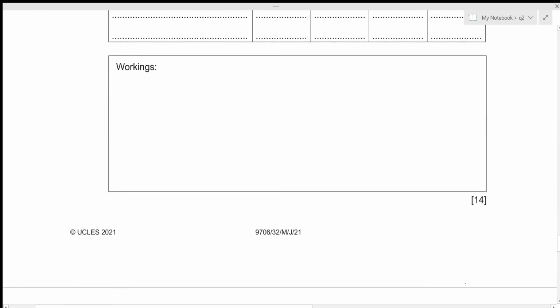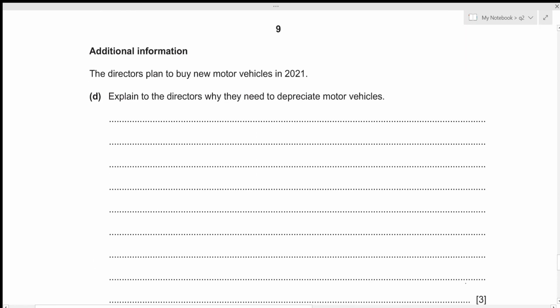Okay, we were given the working section, so instead of scribbling all over the question paper like I did, you guys should be showing all of your workings in this particular box. We are given additional information. The directors plan to buy new motor vehicles in 2021. We need to explain to the directors why they need to depreciate motor vehicles. So the very first one is because motor vehicles is a non-current asset, right? So this obviously needs to be depreciated, and depreciation is important to be recorded because it recognizes the loss of value of non-current asset over its useful life, right?